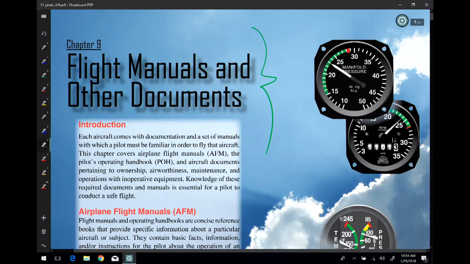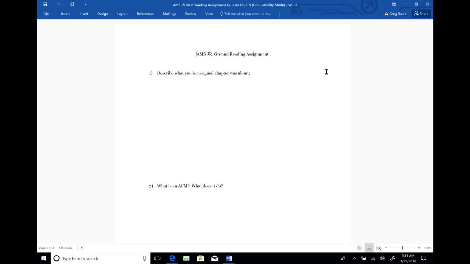When you look at a chapter like flight manuals and other documents, before you even look any further, you should have an idea in your head about what exactly we're going to be talking about here. And that's what the first question was designed to do. Describe what your assigned chapter was about. So what is it about?